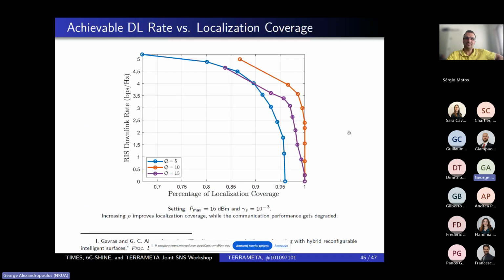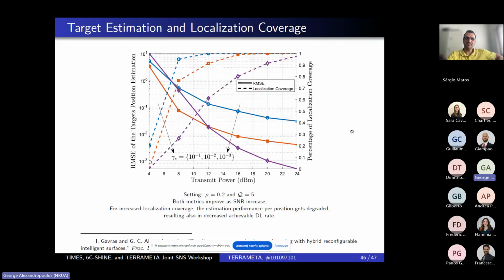Of course, there is a trade-off between the achievable rate and the localization coverage, and this definitely depends on how accurate you want your localization to be, which means on this bound that I showed you before, on the position error bound, and of course also depends on the rho parameter, the amount of signal that gets reflected or gets directed to baseband for estimation.